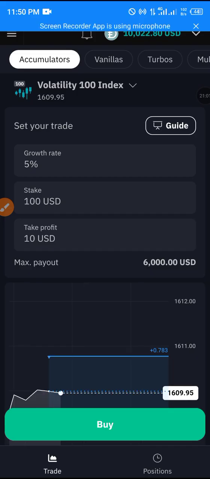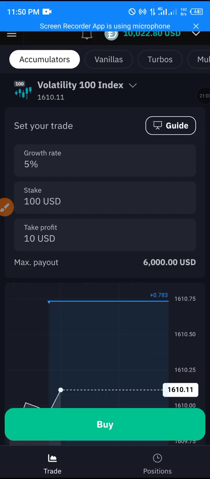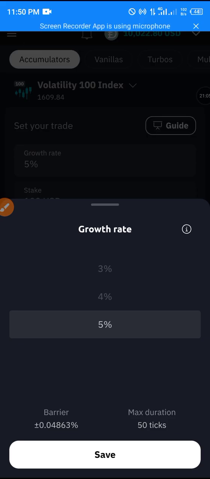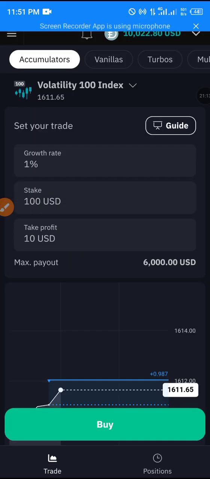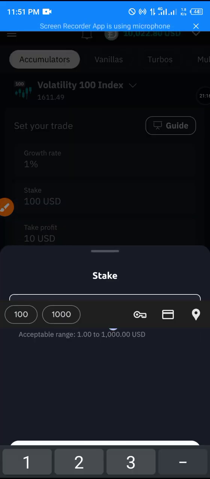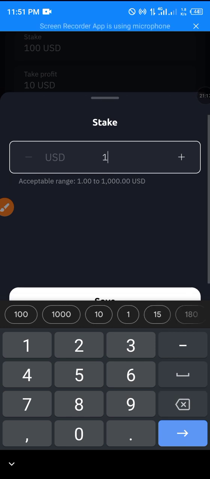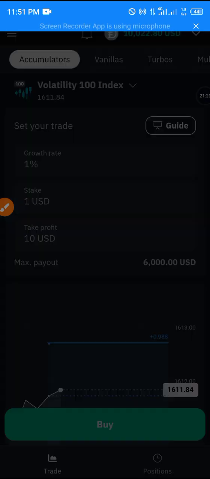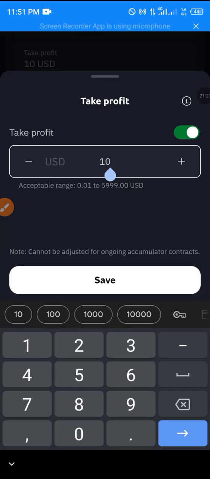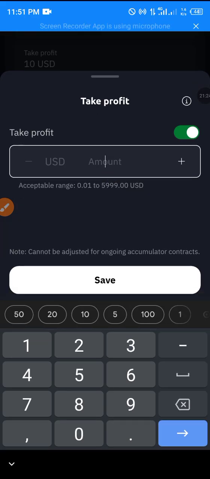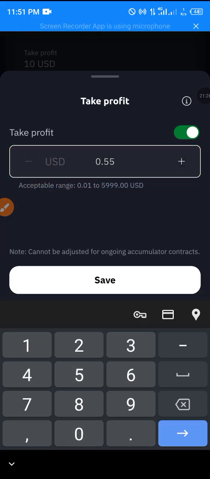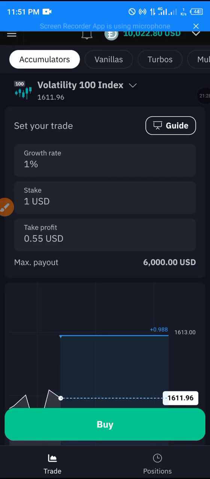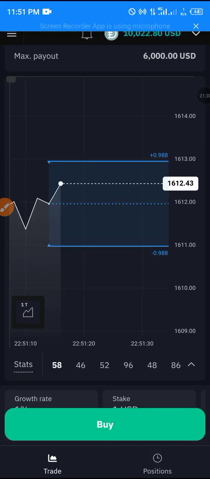So let's go with a kind of $1. But before you trade with $1, make sure your percent is one. Yeah, set it at 1%. You save it. Then you come to your stake. You put $1. You save it. Your take profit should be one also, or you put it 0.55. You save it. Now you watch the number below counting.